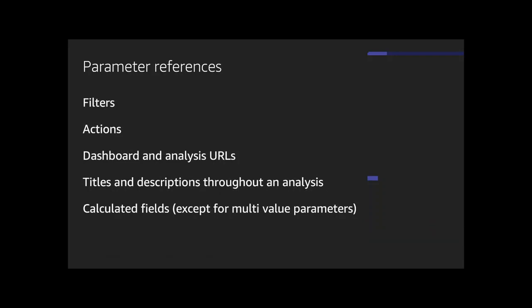Now, just by simply defining a parameter cannot serve any purpose until and unless you refer to those parameters from areas within QuickSight that add interactivity. So these areas where you can refer to parameters within QuickSight are filters, actions, dashboard, or analysis URL. You can also use them in the titles and descriptions throughout your analysis. You can also use parameters in calculated fields. So right now, calculated fields only support single value parameters. So if you have defined any multi-value parameter, there is a restriction to use it in the calculated field.